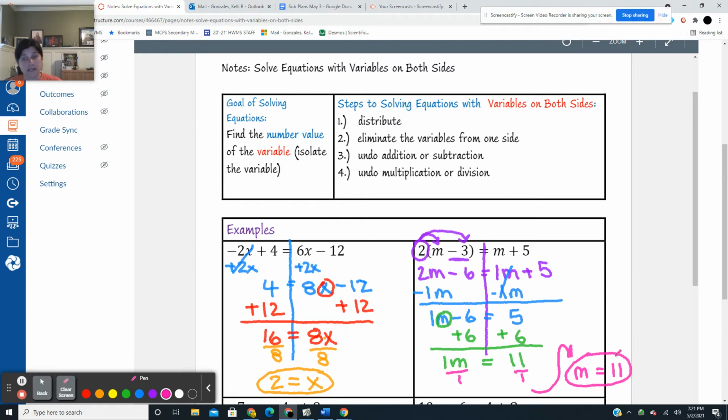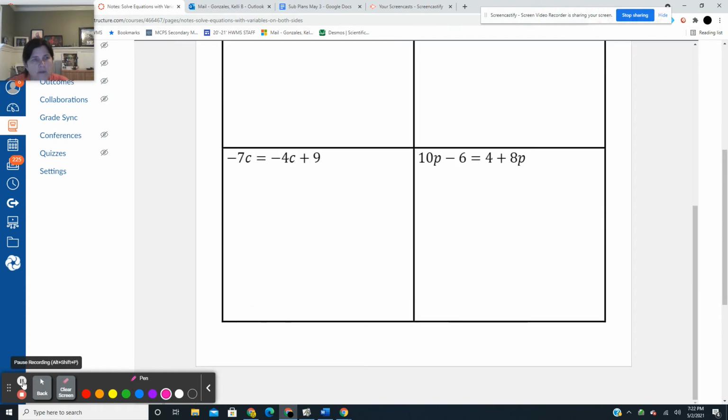So if we were to take this 11 and put it in here, 11 minus 3 times 2 would equal 11 plus 5. Okay, let's move on to our next example. So in your spirals, if you can copy negative 7c equals negative 4c plus 9.